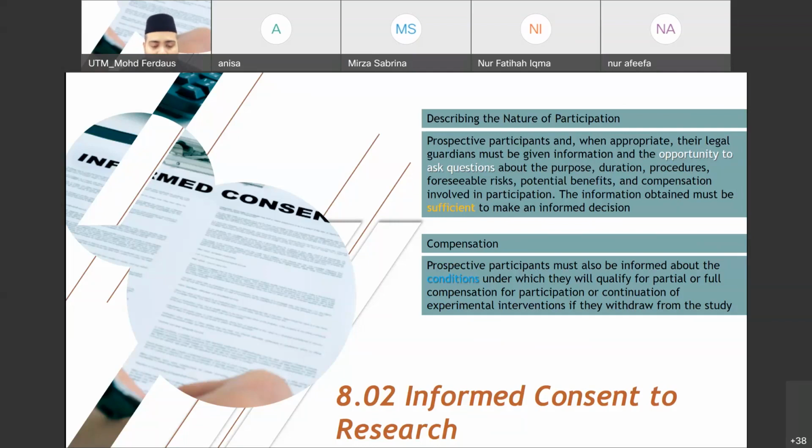Okay, or you just inform them if you participate here and you don't finish, maybe 50%, you're going to receive 50% of the 50 ringgit, or 55 ringgit. So you need to inform them.